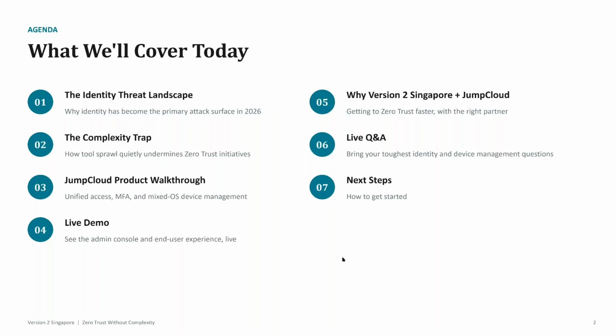So today's agenda, we will talk about the identity threat landscape and why identity becomes the primary attack surface in 2026, and the complexity trap, because we have many security tools and it seems not that easy to implement zero trust initiatives, and how JumpCloud products can help you guys. And then we got some live demo, and then we talk about why V2 and JumpCloud, and then some Q&A, and the next step. Yeah, so this is today's agenda.